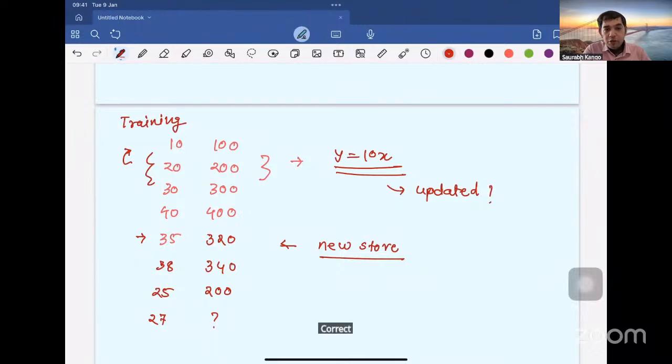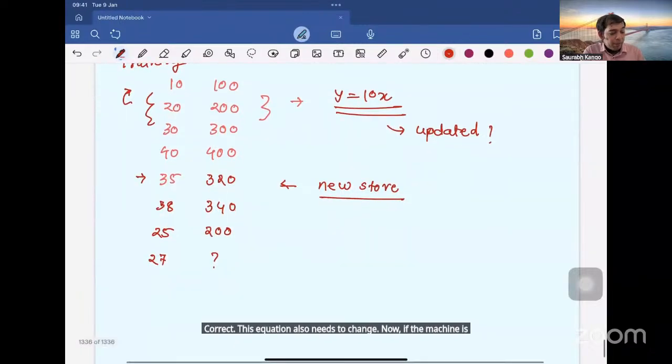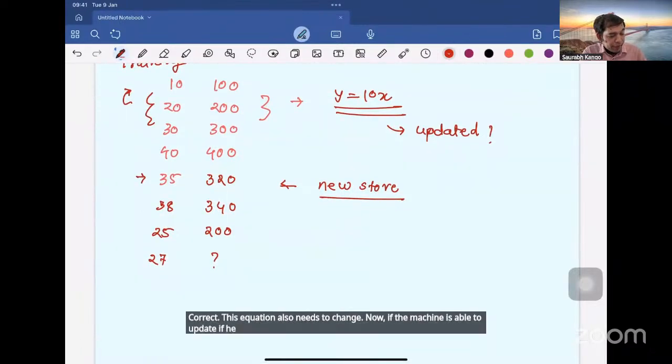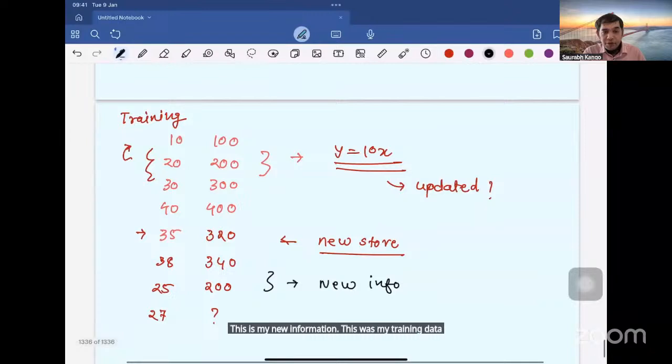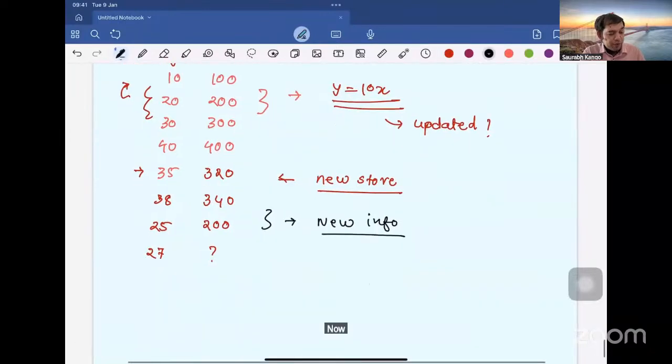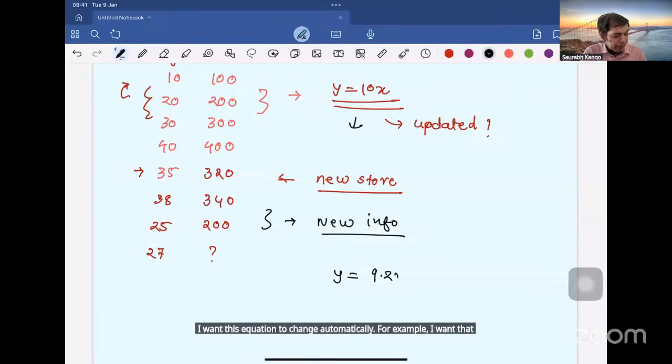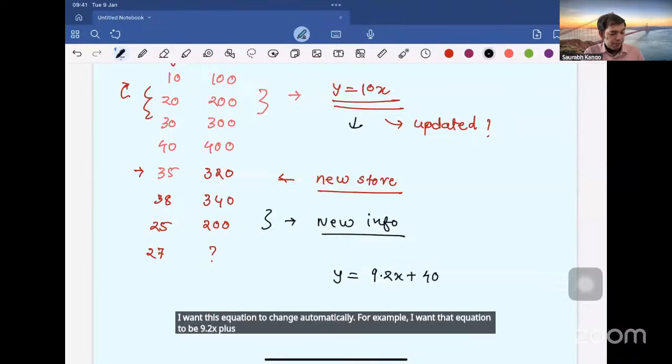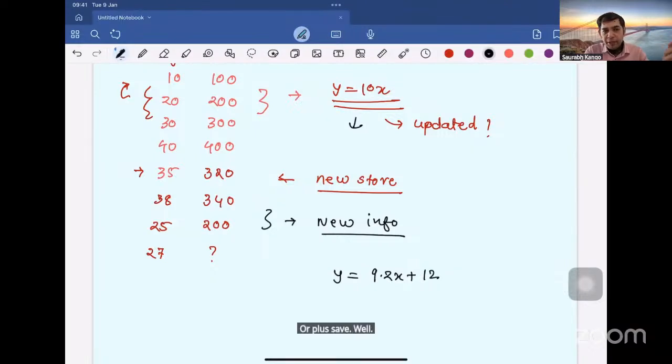Correct? This equation also needs to change. Now, if the machine is able to update, if it takes this particular data, can I consider this data to be like my new data, new information? Yeah, this is my new information. This was my training data, which I was training this particular equation on. Now I've got new information. Based on this new information, I want this equation to change automatically. For example, I want that equation to be 9.2x plus 40, or plus say 12. Just a random equation I'm making.